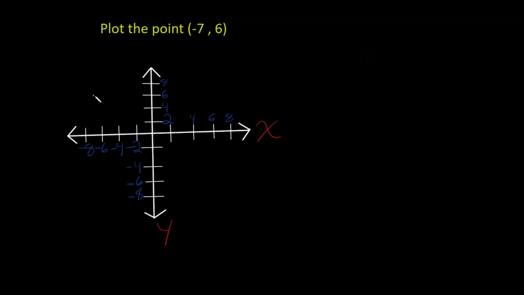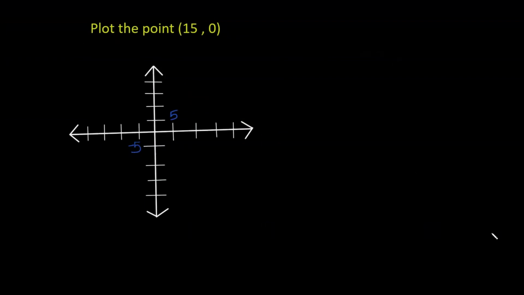And that is the point -7, let me rewrite this, -7, 6. So let's do one more problem like this, and now we want to plot the point 15, 0. And the first thing we need to notice here is how much the notches or increments increase by each time. And this time it looks like they're increasing or decreasing, depending on which direction you're going in, by 5.